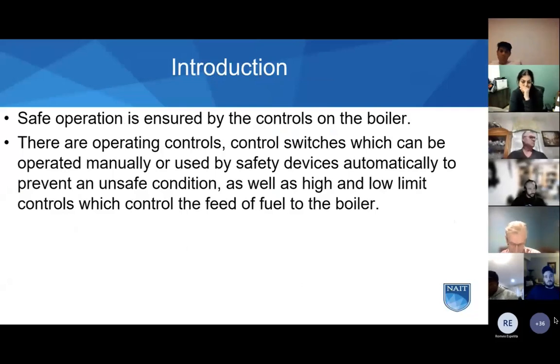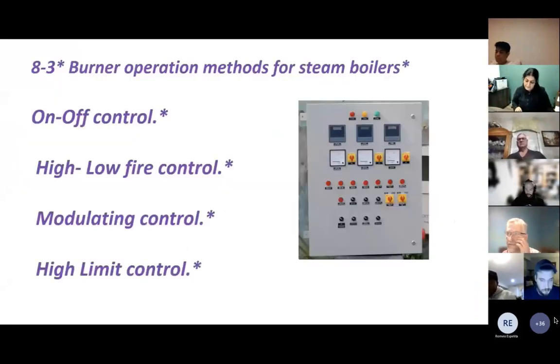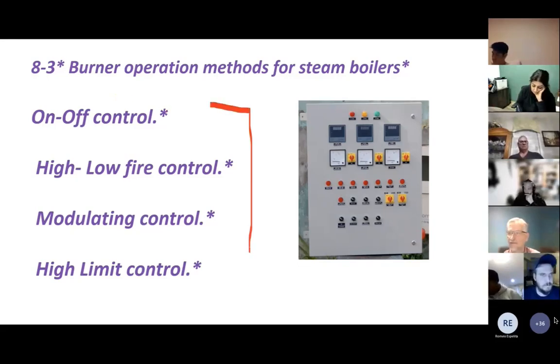Chapter 8, heating boiler operating controls. We're going to look at some methods of controls, some types of controls. Some of these are exclusive, some of these are combinations. Lots of things to think about, but we're just going to really touch on the high points of these 4 things.